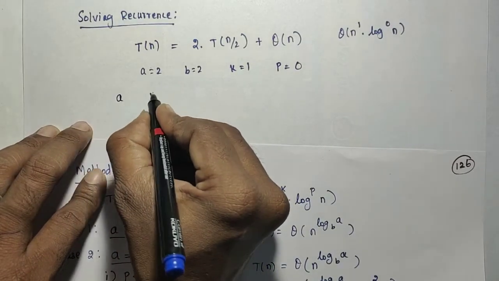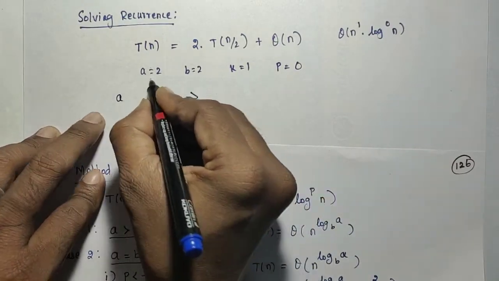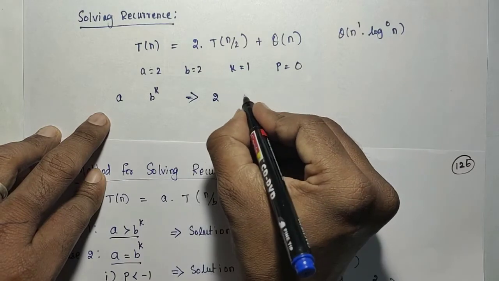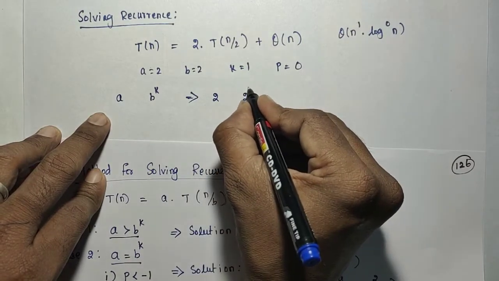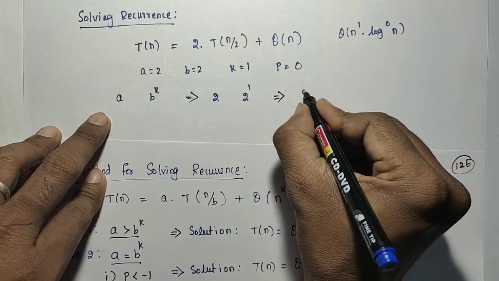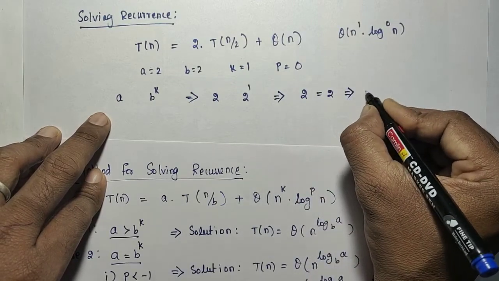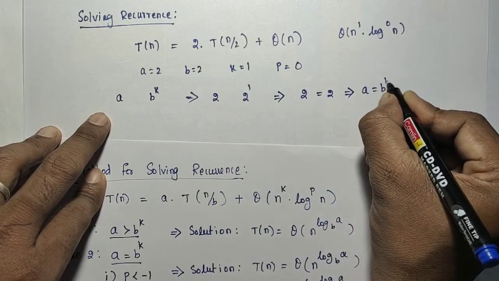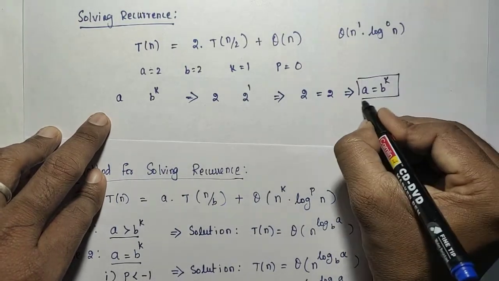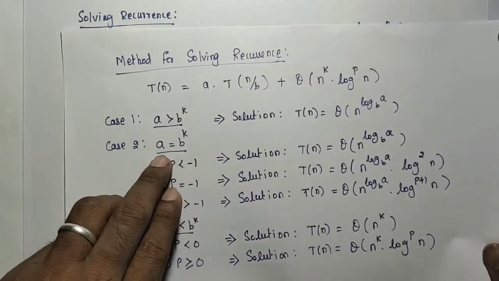So I need to find that a and b power k, which is equal to what? a is 2 and b power k is 2 power 1. So 2 equal to 2. It means that a equal to b power k, so it is the second case.